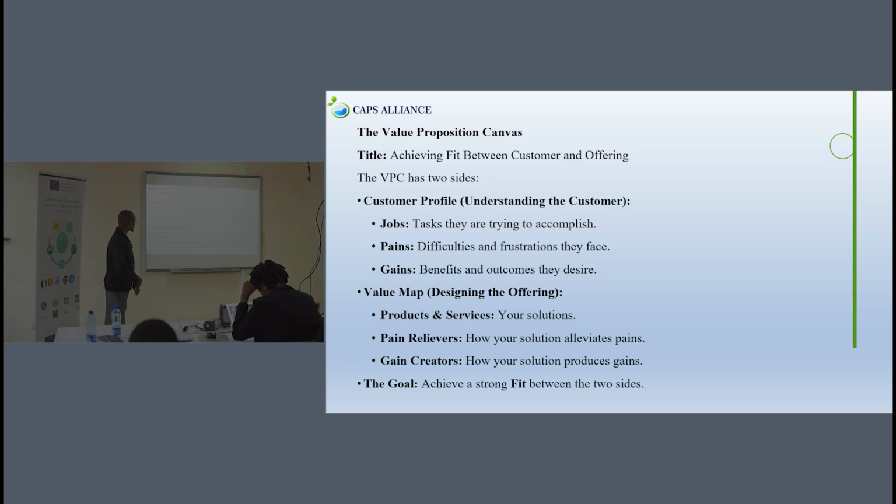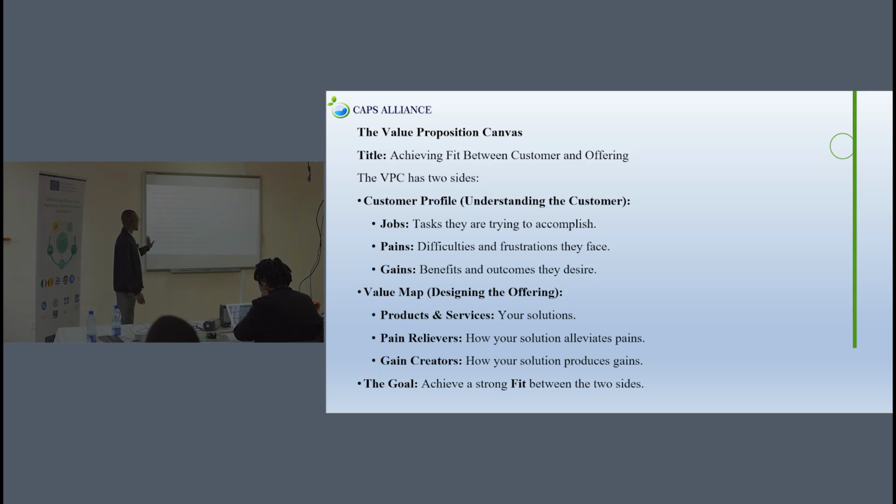So there are pains, difficulties, and frustrations they face. They can tell you the challenges as they are doing that. What were the challenges? What challenges did they encounter? And then you try to offer a solution. Then there must be gains. What gains did you incur, or what gains did you see in your work as you are growing?